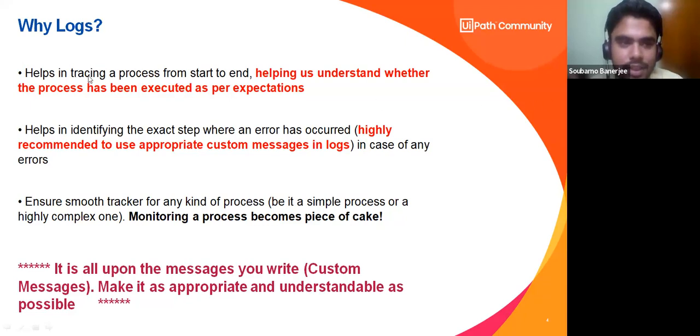If you read the first one, it helps in tracing a process from start to end, as you guys told me, to keep track of things. If we implement log messages from start to end in each and every workflow, logging each and every particular detail, that is going to help us have a trace of how our process behaved, whether the process was meeting the expectations as per the business rule provided. That will help us understand. This third point is a continuation of the first point, I would say. It says monitoring a process becomes a piece of cake.